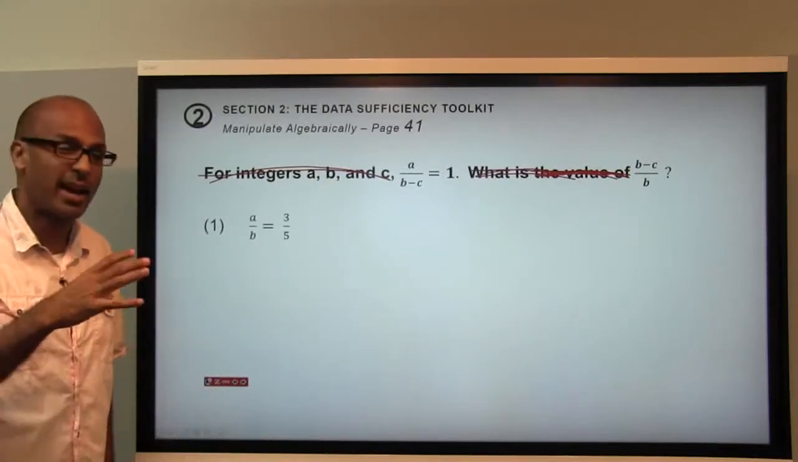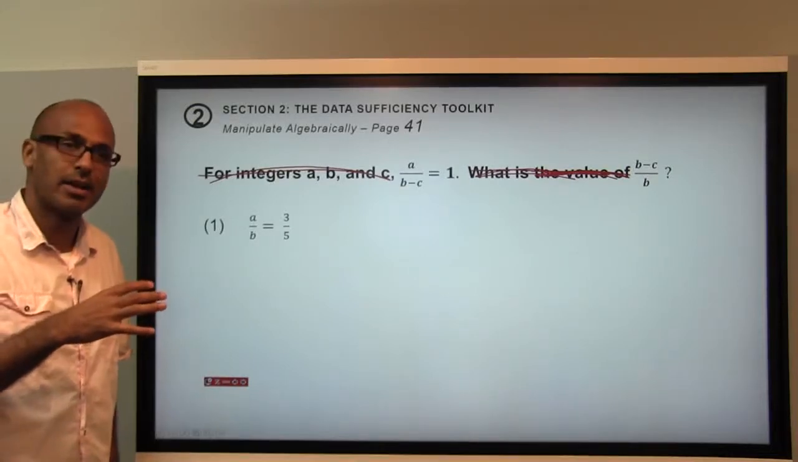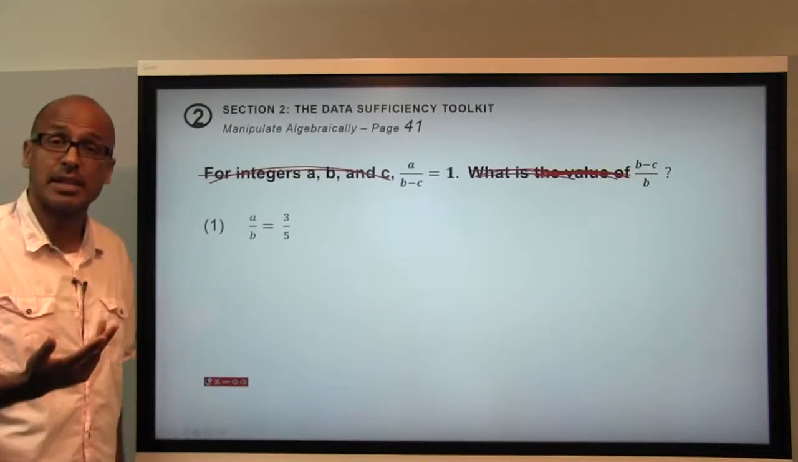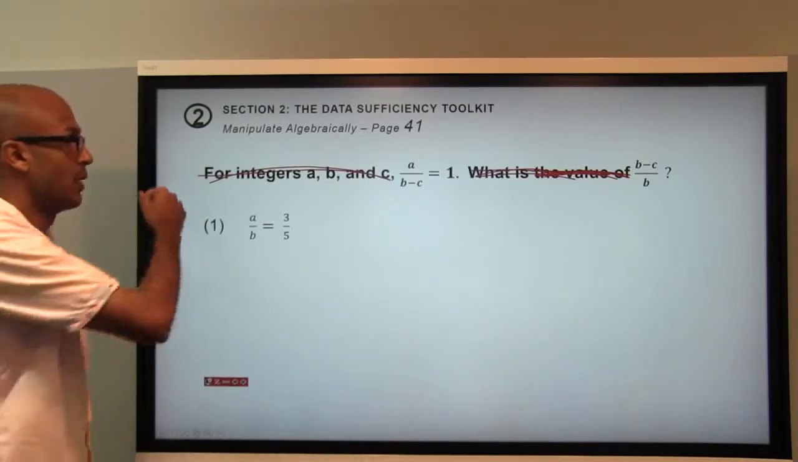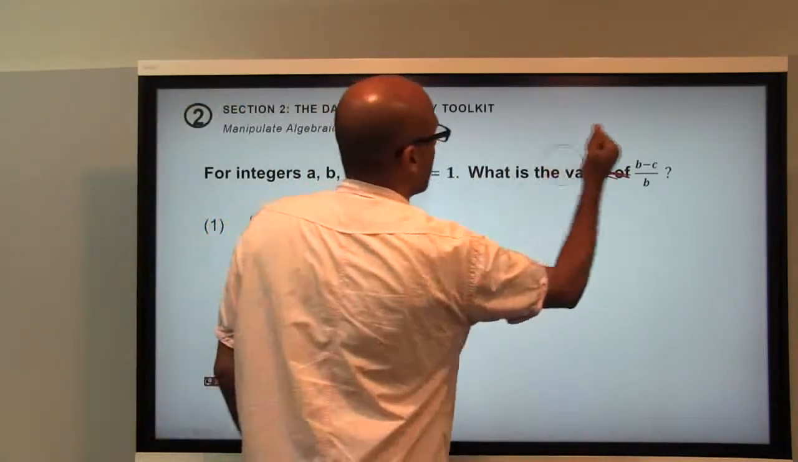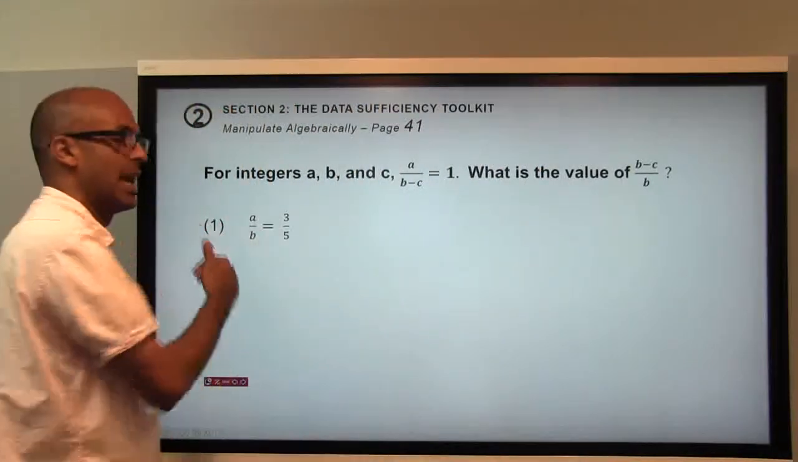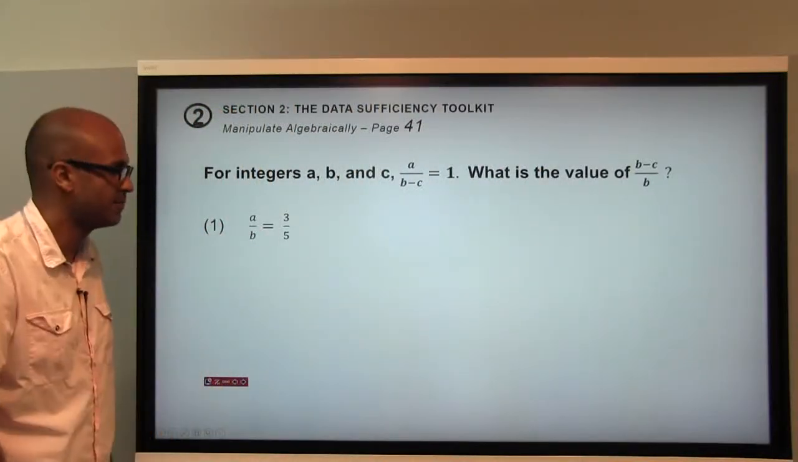That screams out, don't sit here and try to think conceptually. Don't sit here and try to pick numbers. This screams out algebra because it doesn't have a lot of words in the mix. That's the way I tend to respond.